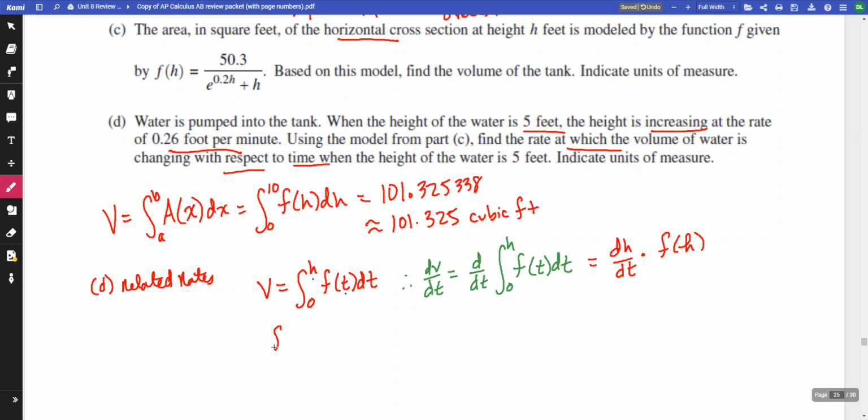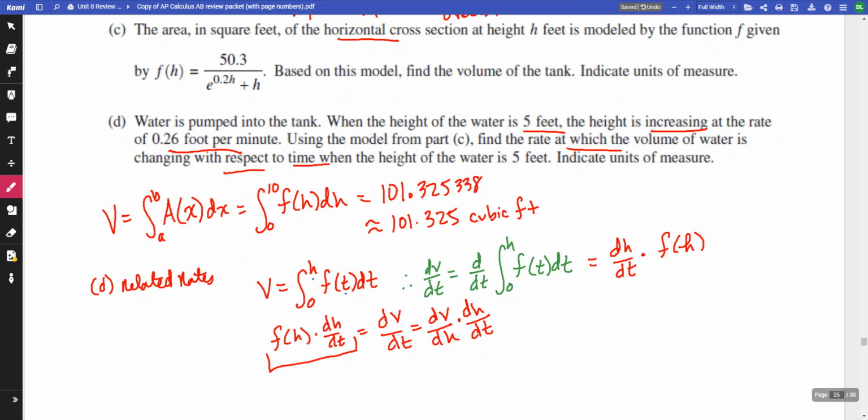Now, more commonly, people will write it as f of h times dh/dt, okay? And we could also technically say that dV/dt could also be written as the derivative of the volume with respect to the height times the derivative of the height with respect to time. We could approach it this way, but I'll focus on the approach that we have here.